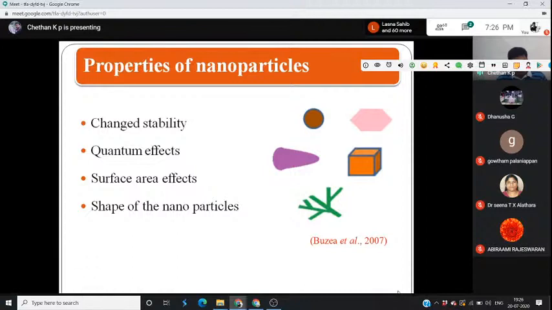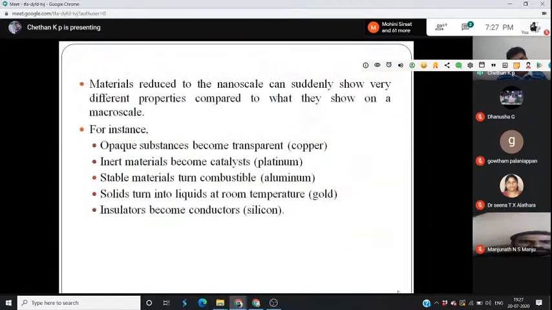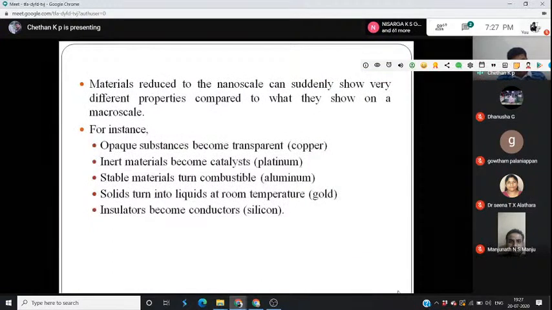They have surface area effects, and even the shape of the nanoparticles will have a different property than the original one. The shape can be a spear shape, or a spherical, hexagonal, square, cone shape, or dendritic shapes. Based on their shape also, the property will vary. So when you reduce the material from macro into nanoscale, they behave differently. They have a quantum effect.